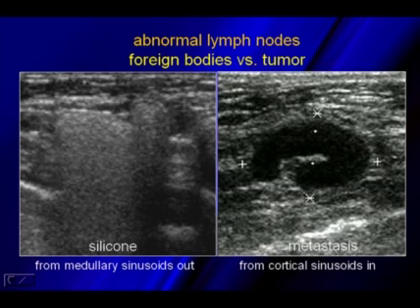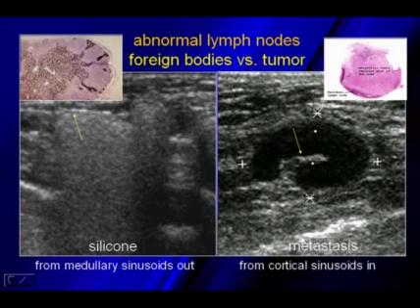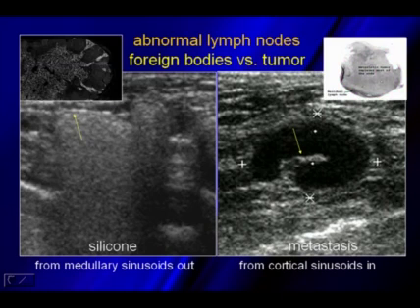Whereas when we have a tumor, metastasis to a lymph node, that affects from the outside of the lymph node going in. So the cortex is what will be thickened. So the opposite for a foreign body versus metastasis. Foreign bodies are from medullary sinusoids out. Metastasis are from the cortical sinusoids coming in.